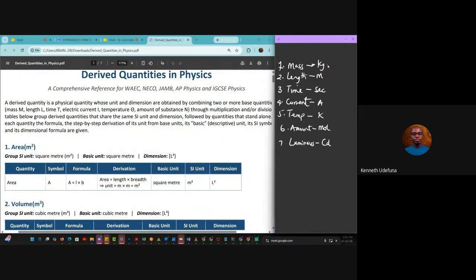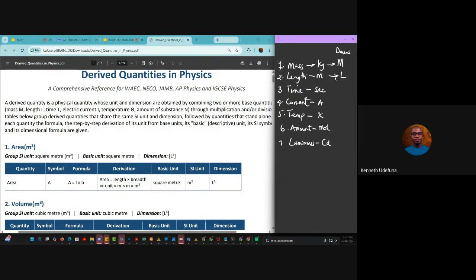Then I also mentioned what we call the dimension. Any unit that has kilogram, the dimension is going to be what? Capital M. Any unit that has meter, or that ends with meter, the dimension is going to be what?